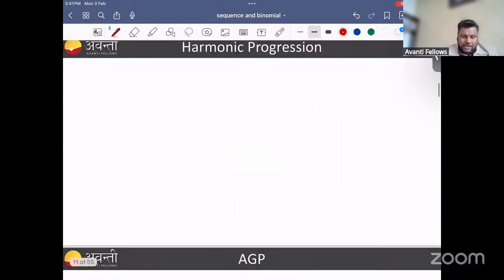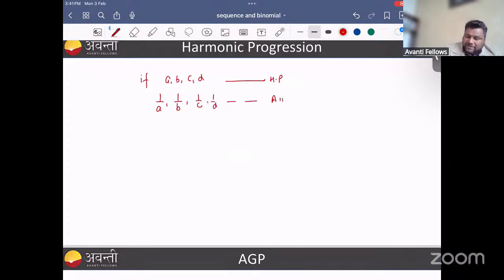Now, harmonic progression. There's nothing particularly different about harmonic progression. We are not going to remember any formula for it. The only thing is, if A, B, C, D are in harmonic progression, then their reciprocals 1 by A, 1 by B, 1 by C, 1 by D, and so on will be in arithmetic progression.